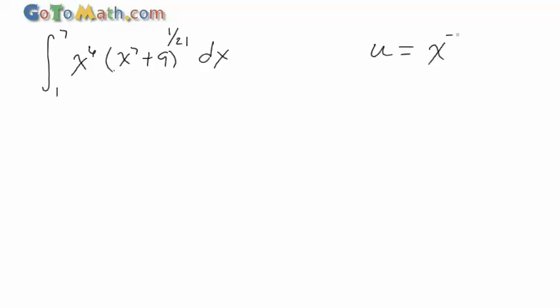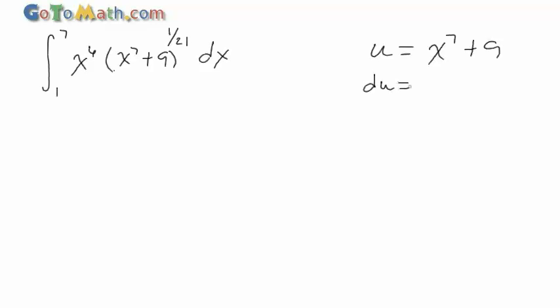So we have the integral from 1 to 7 of x to the 6th times x to the 7th plus 9, all raised to 1 over 21, dx. The first thing we're going to do is go, hey, look, we can use substitution. We've got a parentheses here. If you took the derivative of x to the 7th, you get 7x to the 6th. So we know we've got the x to the 6th out here, and all we've got to do is throw out a 7. Kind of a fast way of looking at that.